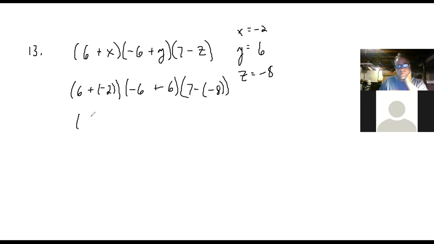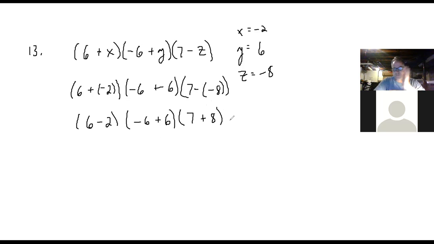That's the same, or how we define subtraction is addition of the opposite. So that's 6 minus 2. Okay. This is -6 plus 6, and that's just straight up going to add to 0. Opposites always add to be 0. And here I get the double negation, where it's 7 plus 8. Okay. And I think you're okay once you get to there. Okay, and so it would now just be 4.